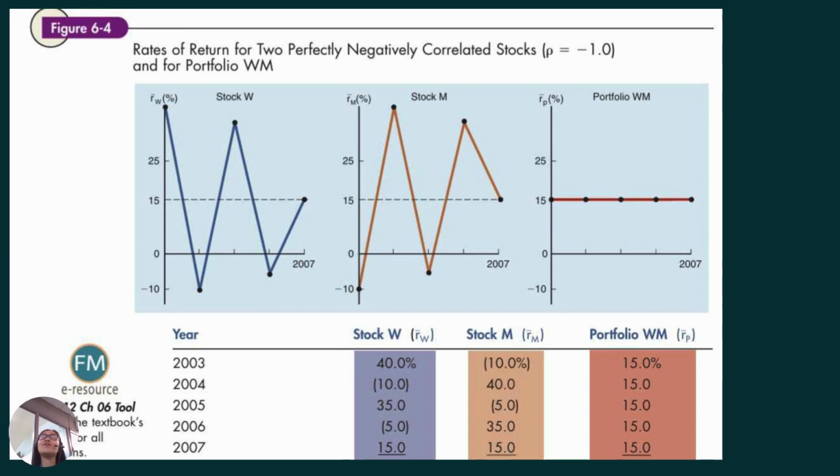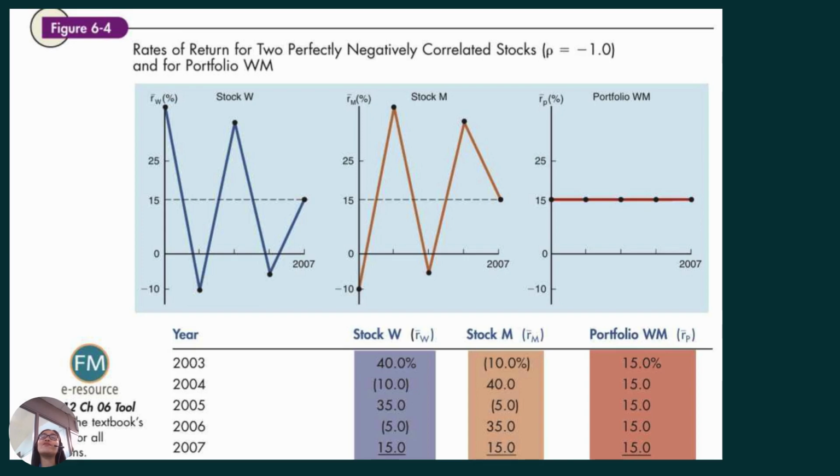Note, these stocks are called W and M because the graphs of the returns in 6-4 resemble a W and an M. So the reason stocks W and M can be combined to form a riskless portfolio is that their returns move counter-cyclically to each other. So when W's returns fall, those of M rise, and vice versa.